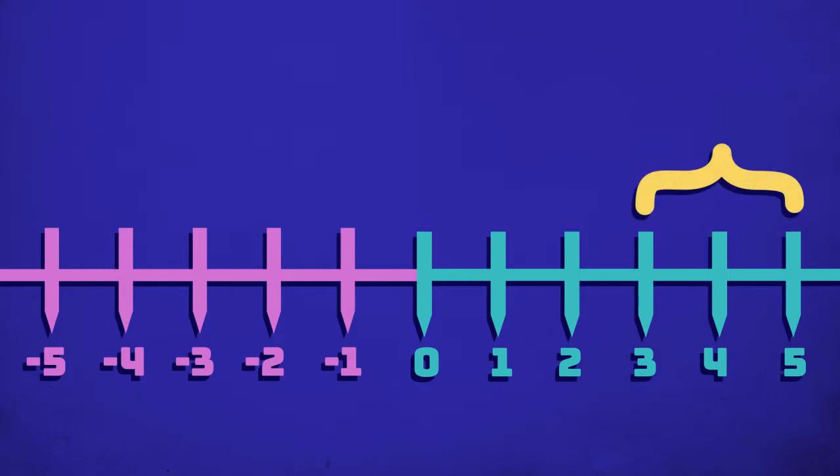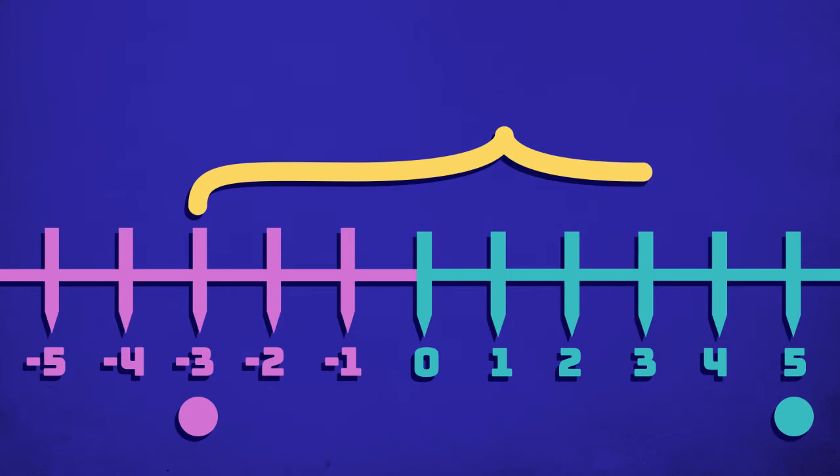Number lines also help us to figure out the difference between numbers. The difference between 5 and 3 is 2. However, what's the difference between 5 and minus 3? Not as obvious, is it? Let's draw a dot on the number line at 5 and then a second dot at minus 3. Now we can count how many steps are between the two dots. That's our answer. 1, 2, 3, 4, 5, 6, 7, 8. The difference between 5 and minus 3 is 8.